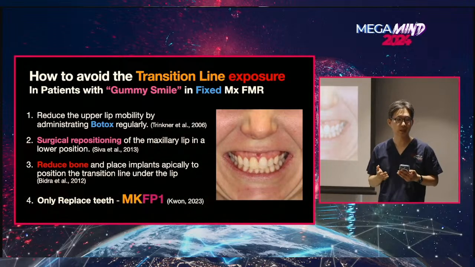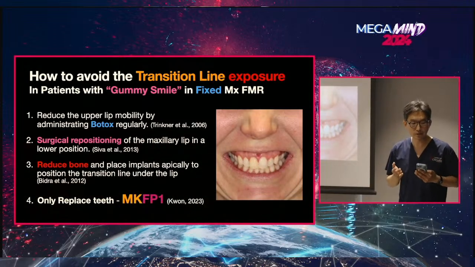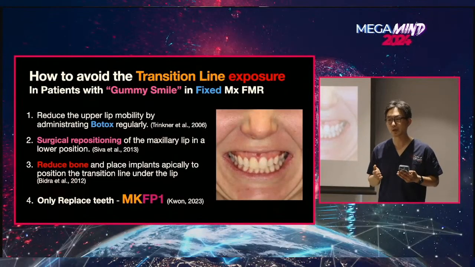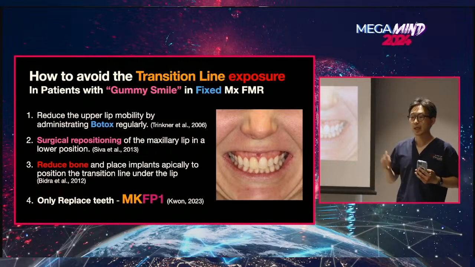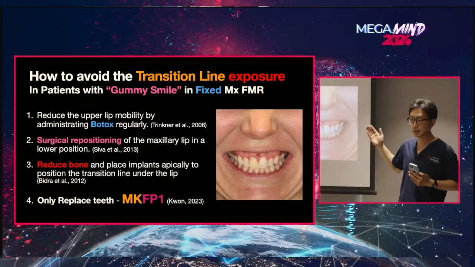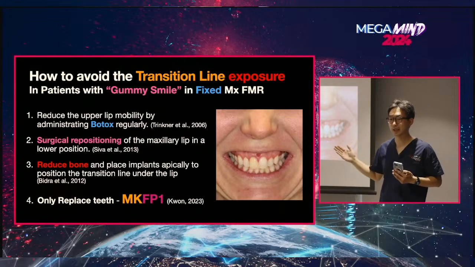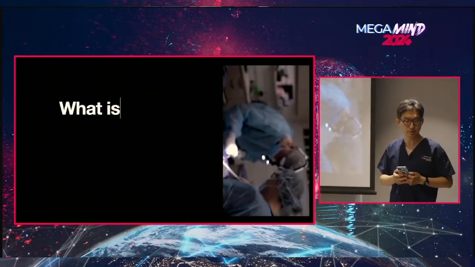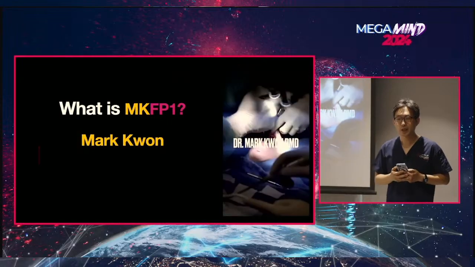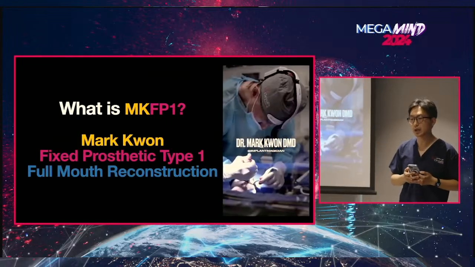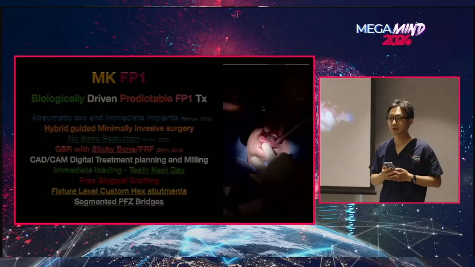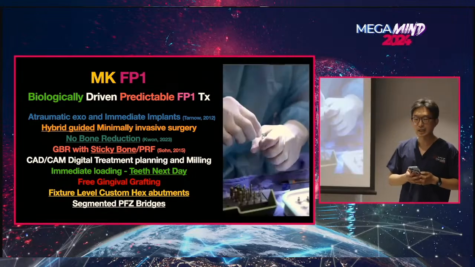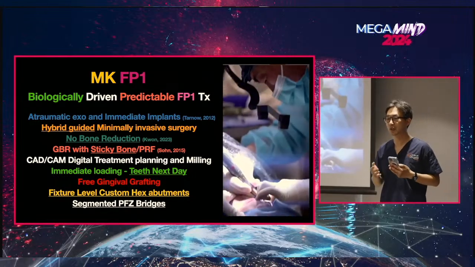Not every patient can get FP1 treatment. Patients with severe ridge resorption or other anatomical limitation may not be suitable for this. However, for patients who are suitable to get MKFP1 treatment, it is the best way to avoid transition line in gummy smile patient with fixed full arch implant treatment. So what is MKFP1? MKFP1 is a philosophy and workflow created by Dr. Mark Bond and his team at Vancouver Dental Chrysalis Clinic. And it's minimally invasive, biologically driven, predictable full arch implant treatment.